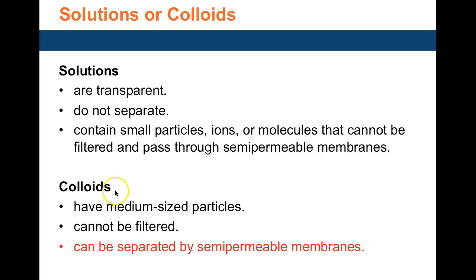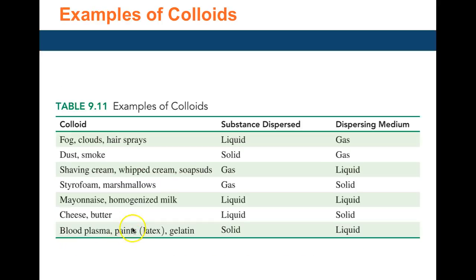Colloids, on the other hand, the particles are still invisible. However, they're bigger than the particles of a true solution, and they may not be able to be filtered out, but you can use what is called a semi-permeable membrane to separate the particles from the solvent. The types of colloids depend on what the substance is that is dissolved and what is the medium or the solvent in which it is getting dissolved.